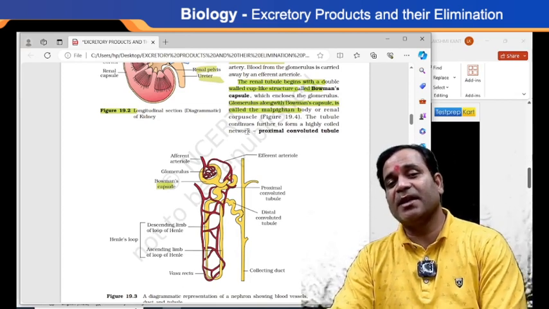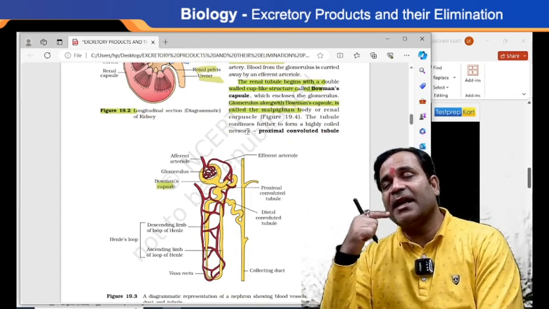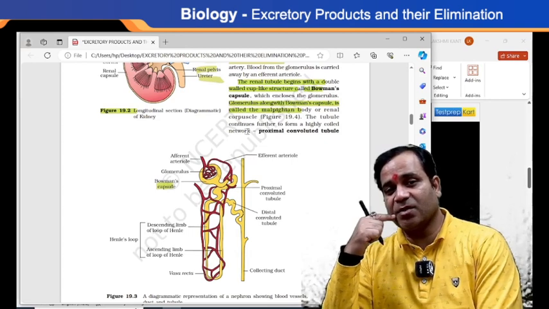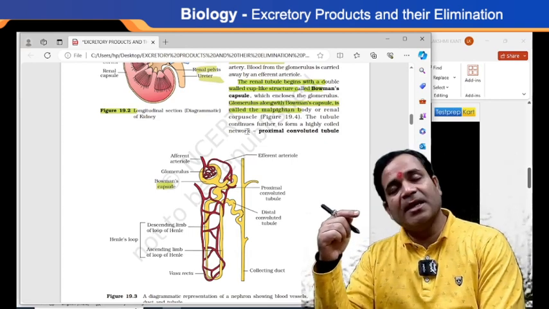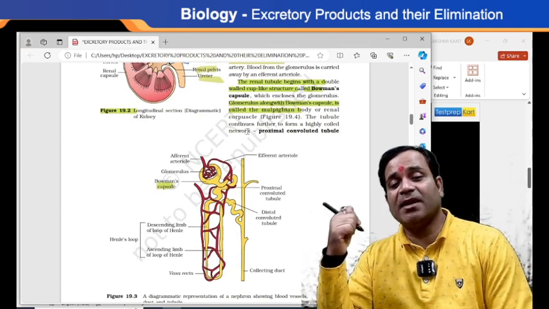Right? So here the tubule contains what? Further to form a highly coiled network. That very highly coiled network tubule is known as what? Proximal convoluted tubule.